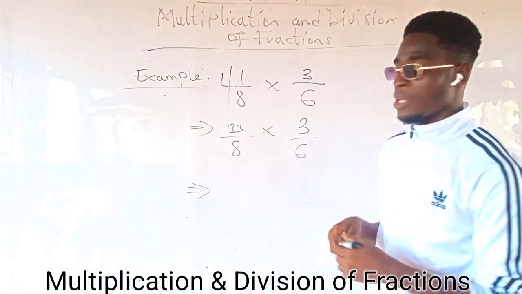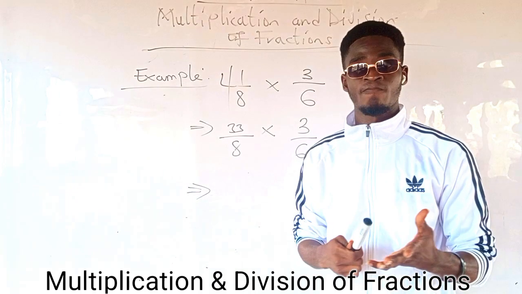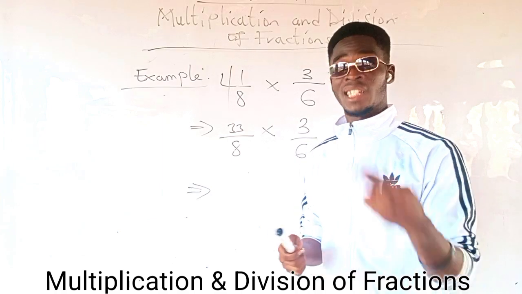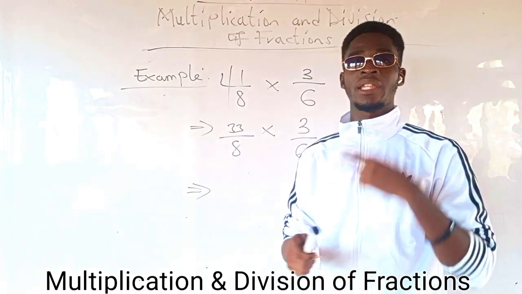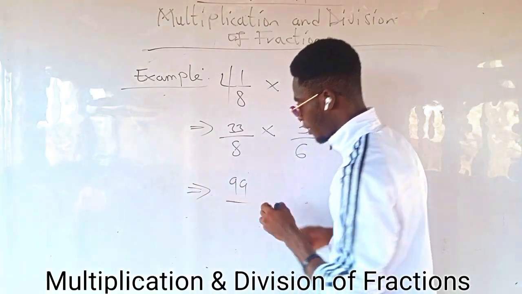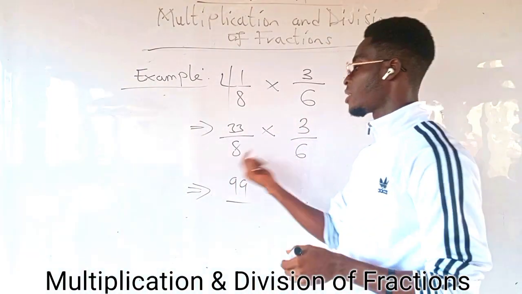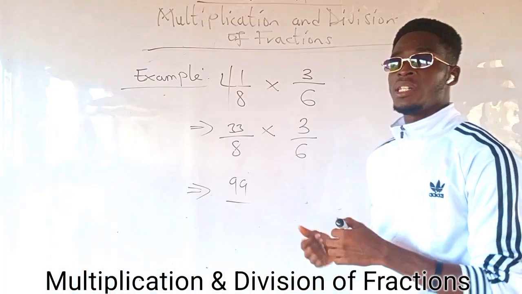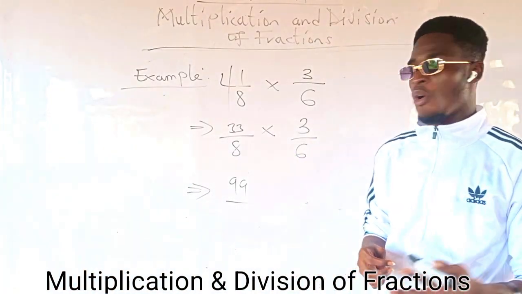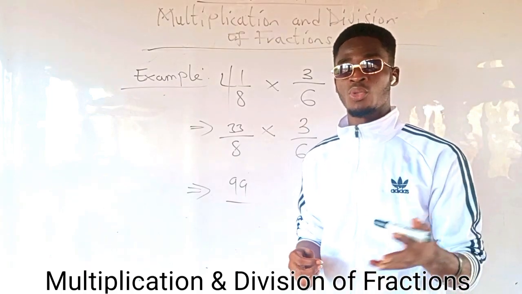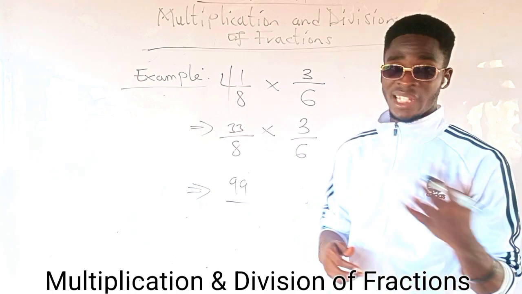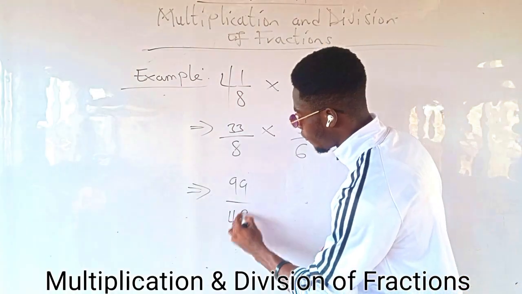So 33 times 3 will give us 33 1, 33, 33 2, 66, 33 3, 99. Okay, 99. Now let's come to 8 times 6. 8 1, 8, 8 2, 16, 8 3, 24, 8 4, 32, 8 5, 40, 8 6, 48. So we have 48.